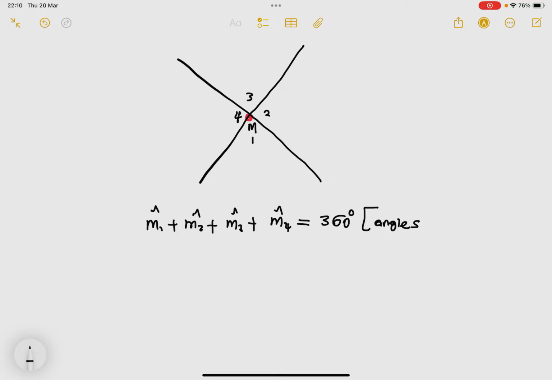Angles around a point. So if you have an angle around a point, they are definitely going to add up to 360 degrees. So that is something that you amazingly have to know, by the way, that all the angles that are around a point, they are definitely going to add up to 360 degrees.